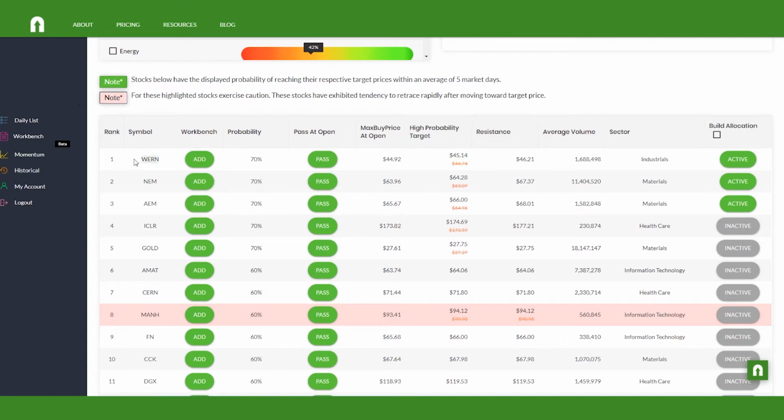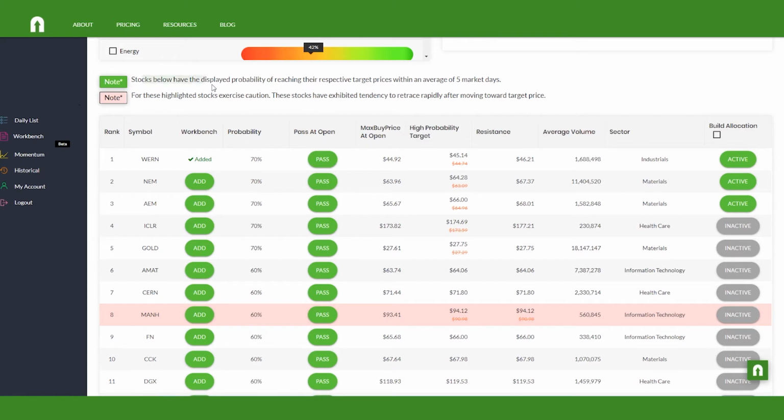So the first one is WERN, W-E-R-N. And Workbench, we're going to talk about the Workbench more in another section. But let's say you wanted to buy WERN, you would just hit add to that Workbench. So WERN has a 70% probability of hitting its high probability target of 45.14. And it passed at the open, meaning that whenever the stocks were going through their screening before the market opened, it said, yeah, WERN looks awesome.